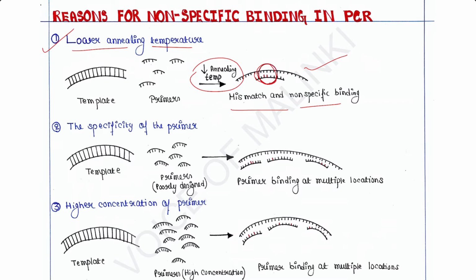Second is the specificity of the primer. If the primer is not well designed and it binds at multiple locations in the template, it may result in non-specific bindings between the primer and the template sequence. So this is the primer. It is binding at multiple locations and all are mismatches here.